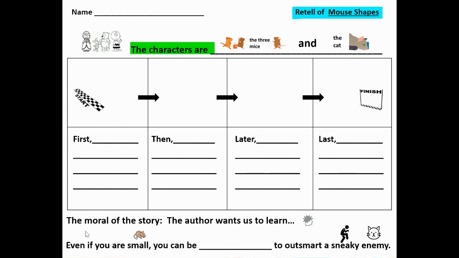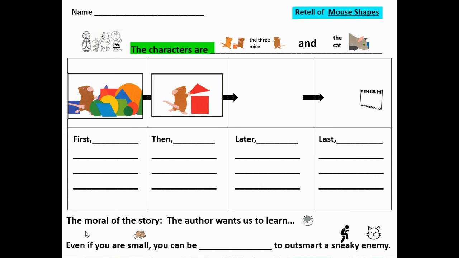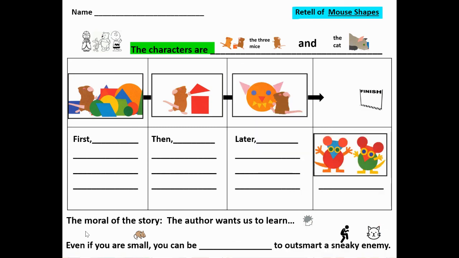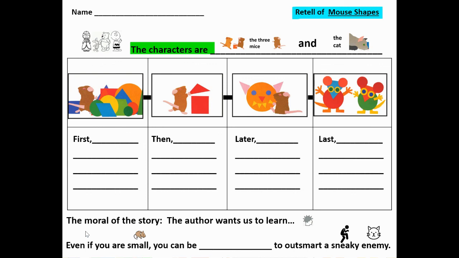So now we're going to put the four major events in the correct sequence or order. So what happened first? Then, later, and last. That is the correct sequence: first, then, later, and last.